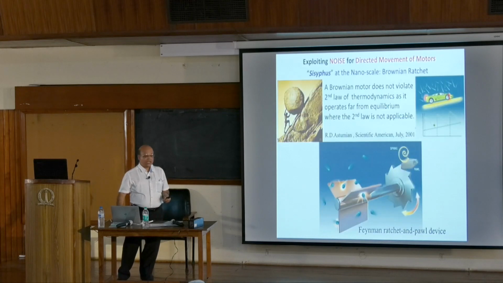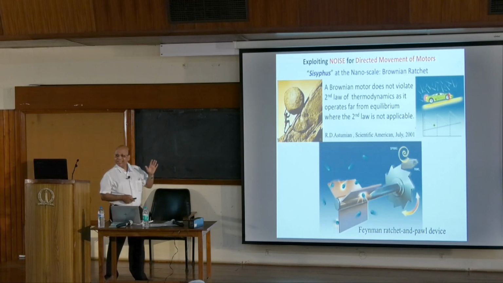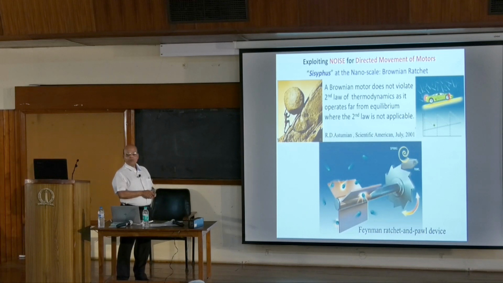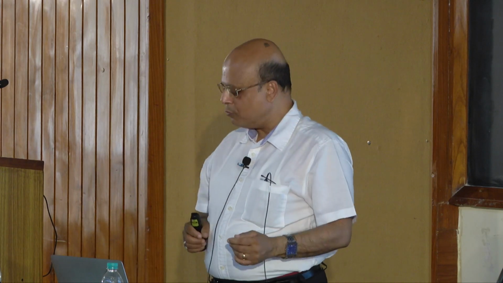Now obviously one would ask, how is it possible? Well, it is possible because this system is not working in equilibrium, it is working far from equilibrium, where the second law is not going to be applicable, and because of that it exploits thermal energy from the surroundings and executes directed movement.